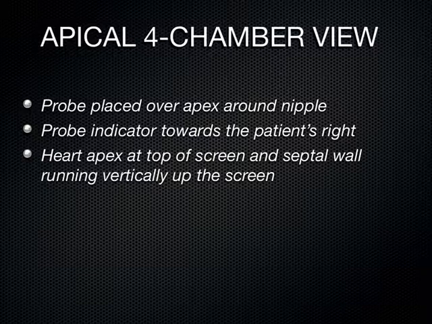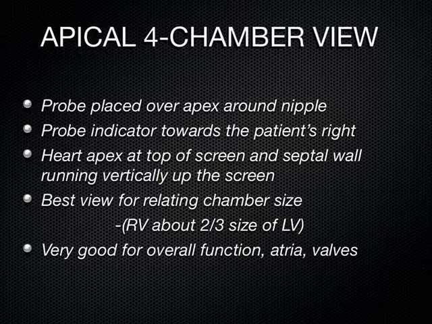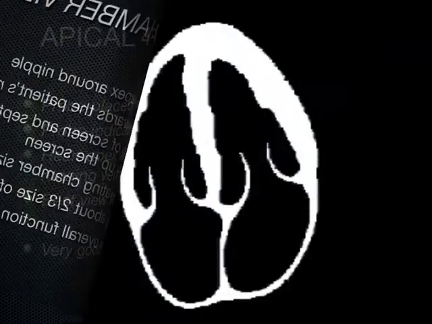And what you're going to see when you do that is, at the very top of the screen, the skin line with the probe's footprint on it, and you're going to see the apex. And then the sound is shooting straight down the barrel of the gun that is the heart. It's a great way to see that the RV is about two-thirds the size of the LV. It's a nice way to gauge chamber size, the overall function of the heart, the atria, the valves. It's a cool view. And this is a schematic of that apical four-chamber view. Just think about our probe being right up here, and that sector of sound coming out like this, with the apex of the heart being here.